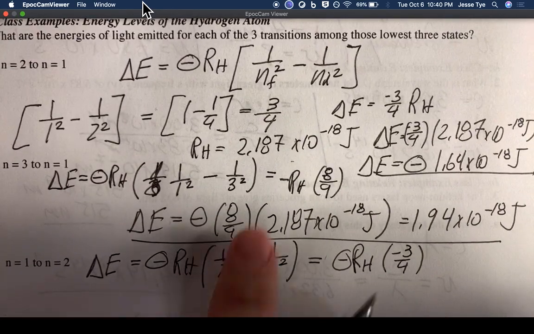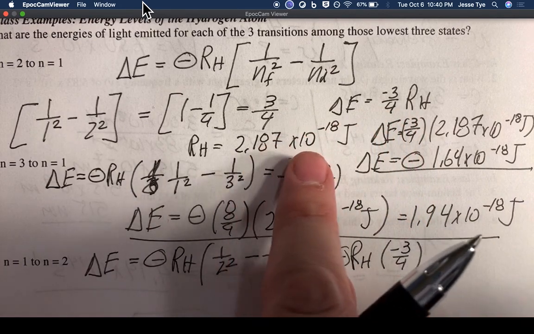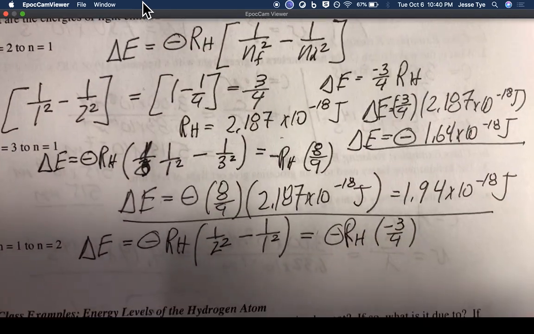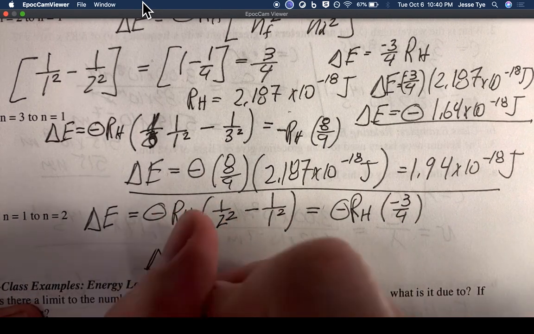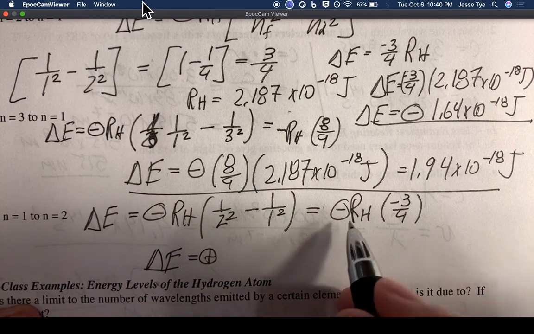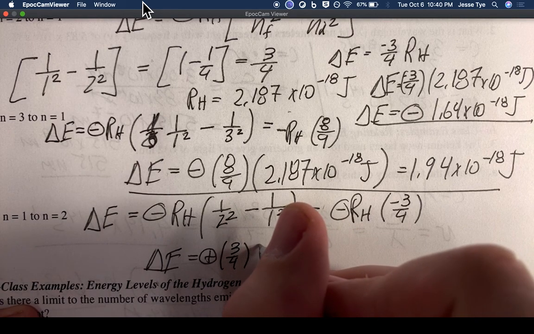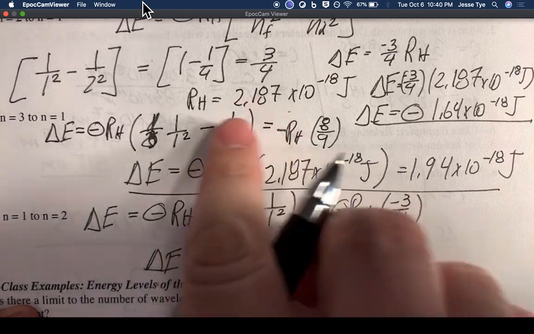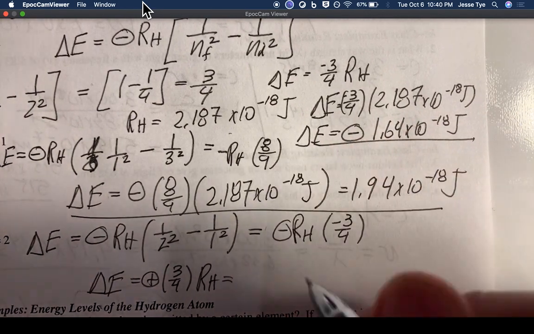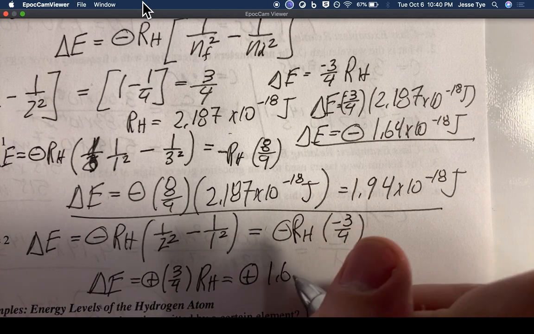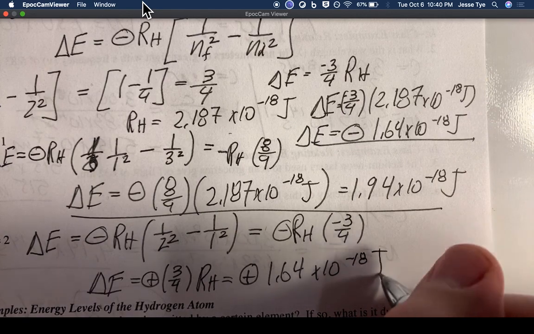Up here at the top, when we were looking at the other one, it was plus 3/4, and then the plus 3/4 got multiplied by the minus sign here and became minus 3/4. But now a minus times a minus is going to make our change in energy a plus. Minus times minus gives me a plus, so plus 3/4 times the Rydberg constant. And of course, it's going to end up being this same number, just with a positive sign now. So plus 1.64 times 10 to the minus 18 joules.